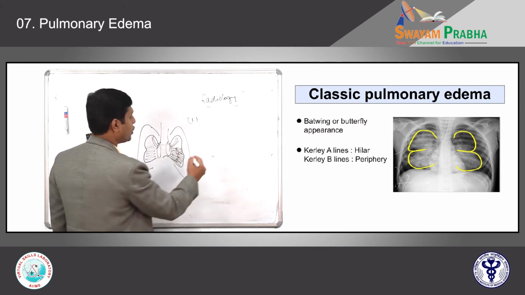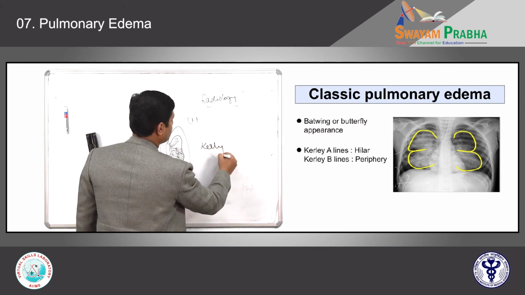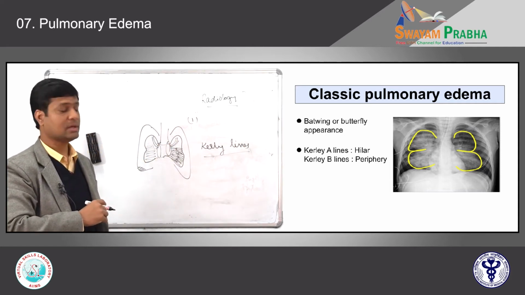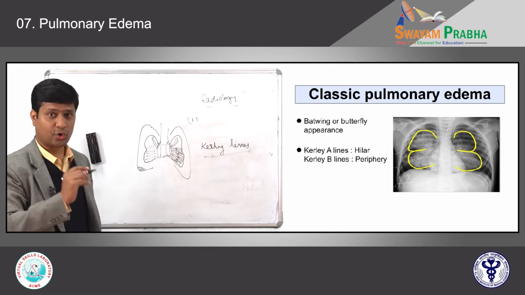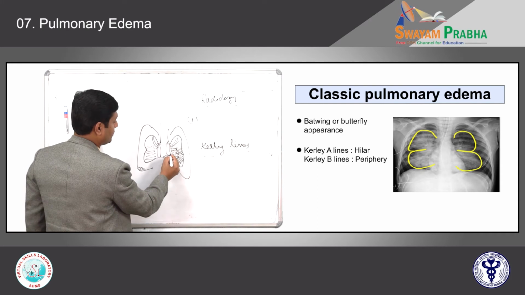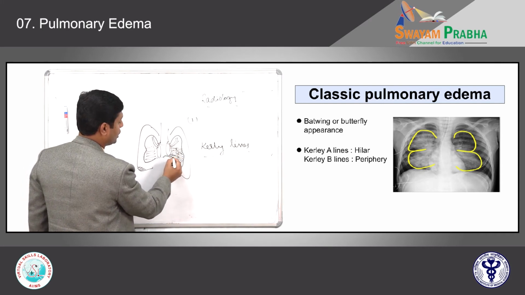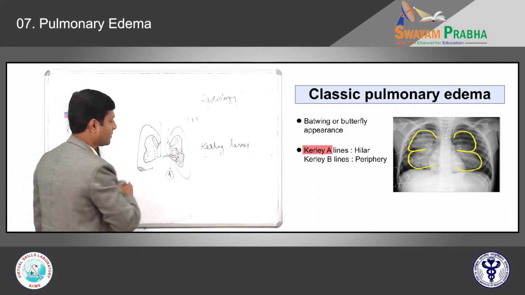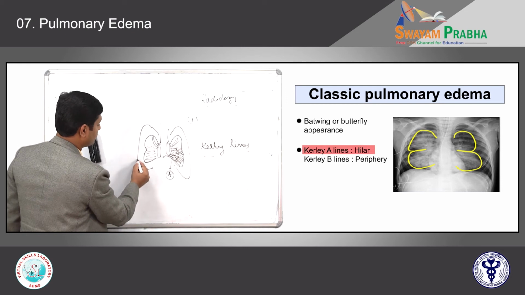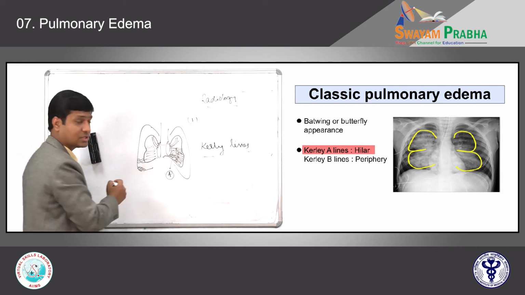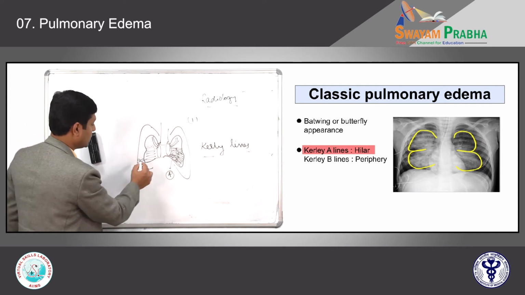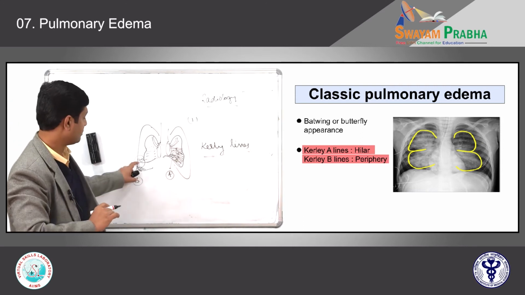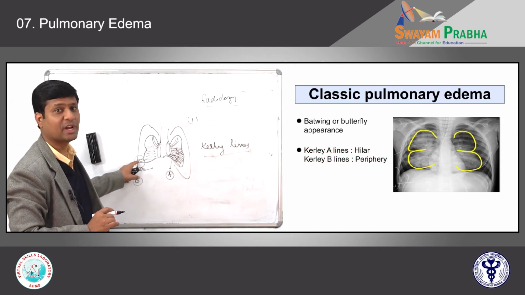Along with that, one more important thing I would like to highlight is the presence of Kerley lines. This is important. All of you will learn what Kerley lines are. Kerley lines are nothing but prominent vascular markings. If the vascular marking goes outward from the mediastinum, we call it Kerley A lines. The prominent vascular markings which come parallel towards the hilus and are situated at the periphery, we call Kerley B lines. Presence of Kerley B lines is more characteristic of pulmonary edema.